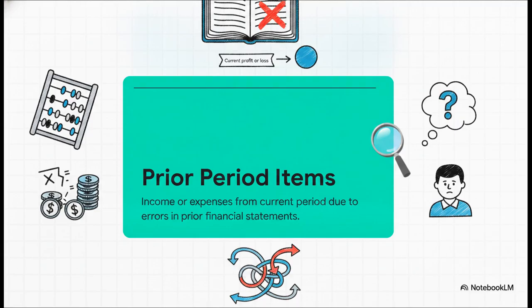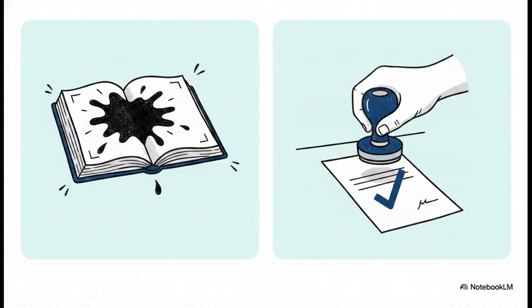Now, these aren't intentional strategic shifts. They happen because of math mistakes, messing up the application of accounting policies, misinterpreting facts, or just plain old oversight. And just like those extraordinary items, their nature and the amount have to be separately disclosed so you can actually see their impact on the current profit or loss. And this brilliantly illustrates the difference between an error and a conscious choice, using an awesome example straight from the source material.